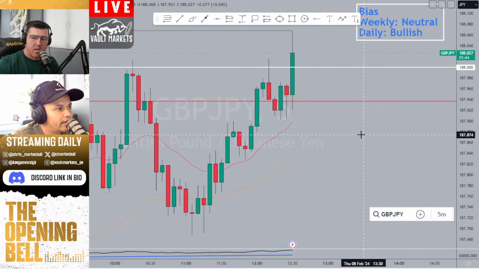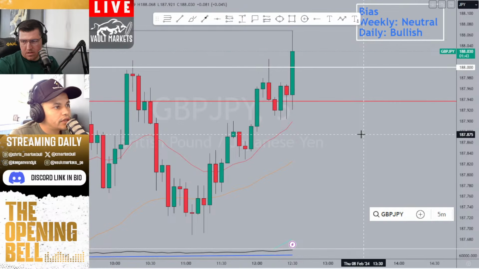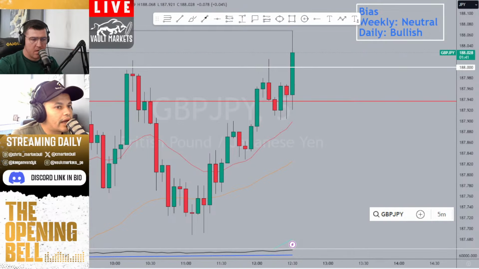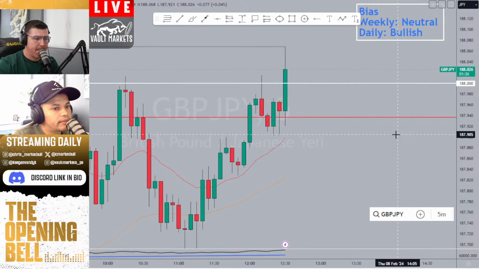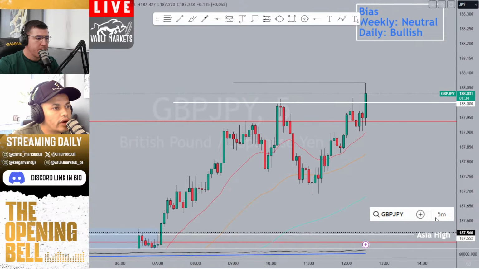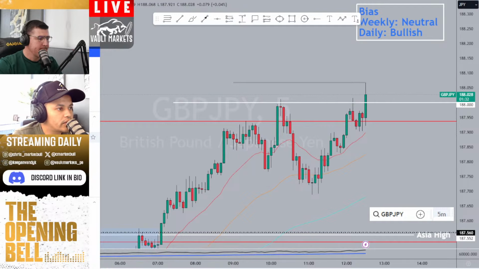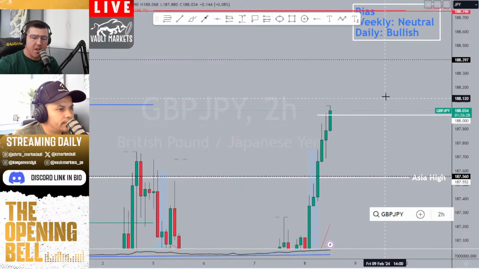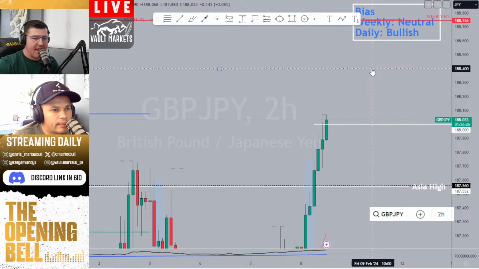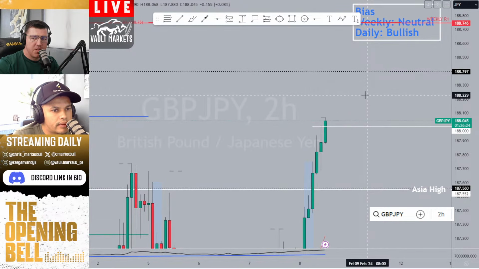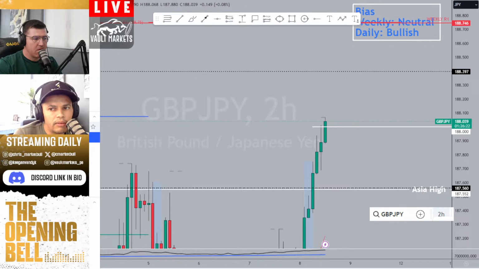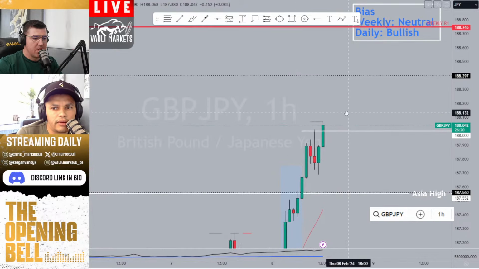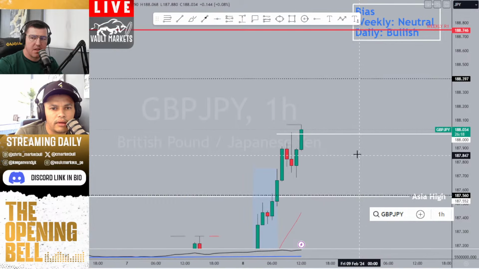The thing on GJ for me is I don't like the way those supply zones are matching up on the 15-minute. But if you go on the 2-hour chart, you'll see that price is not at the supply zone yet. I've got a key level 188.40 on GJ, which I think it will reach. We're literally almost there.